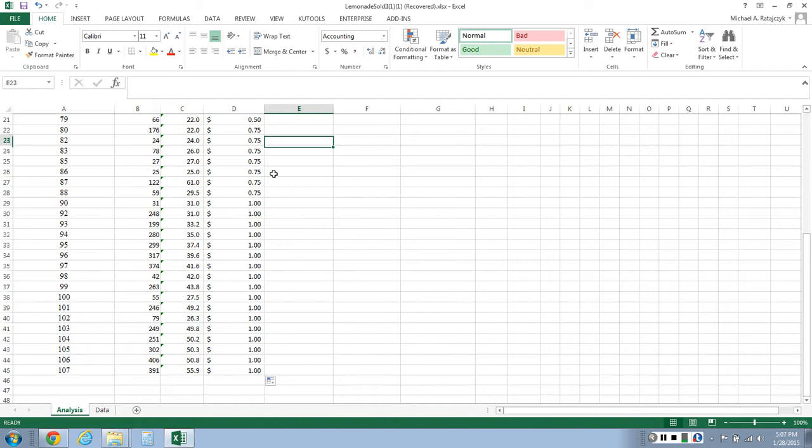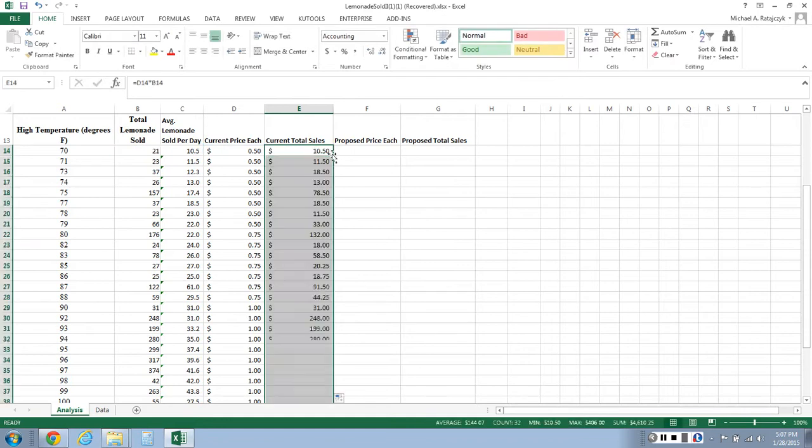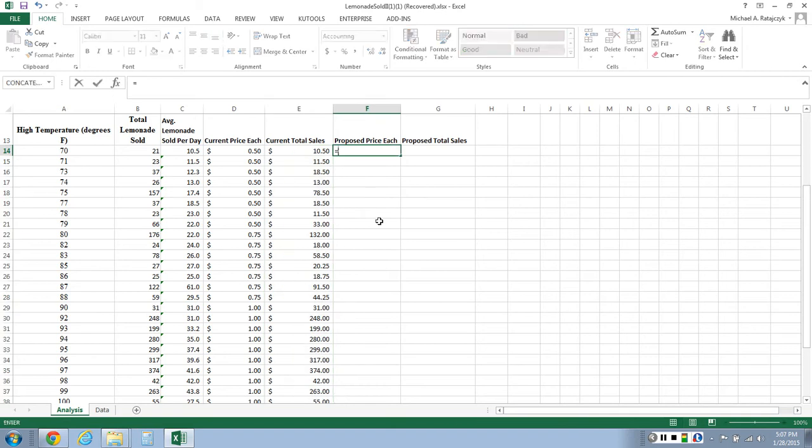Now I'm going to calculate the total sales. So 50 cents for every cup sold. I had 21 cups sold in 70 degree weather, so I've got that going for me. Proposed price each: in our case, the problem is saying if I change the last bin's pricing up by 50 cents, I'm going to lose 20% of my demand. That's the business problem. So right now, we just have the same total sales.